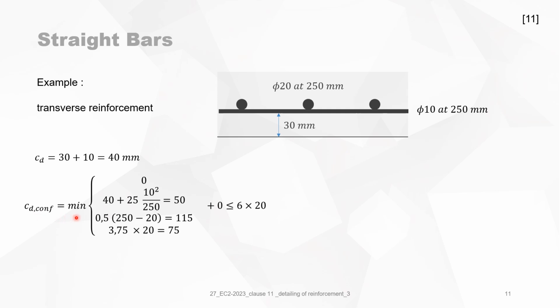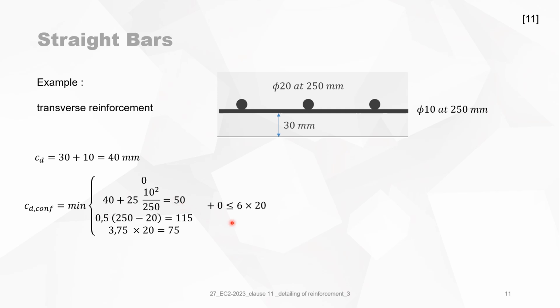CD confinement now is the minimum of those three. So you plug in the different numbers and you find the minimum here is 50. This does not count because I stated here 0, but it's not applicable. It's CX, which is not applicable here. So it's a little bit confusing. This should not be on the slide.